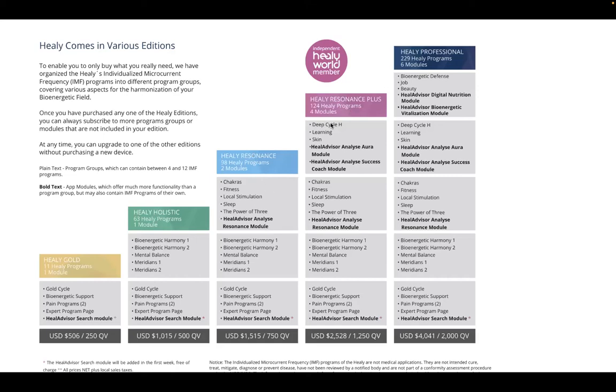Resonance Plus adds another 3 program groups and the ARA module and the success coaching module. And so now you're up to 124 microcurrent programs, but you've added 2 more modules as well. And when you get to the Professional, now you go all the way to 229 programs, more than 100 more programs added in there, and these categories and app modules as well. And this includes the digital nutrition and bioenergetic vitalization, which are really, really cool and very popular.